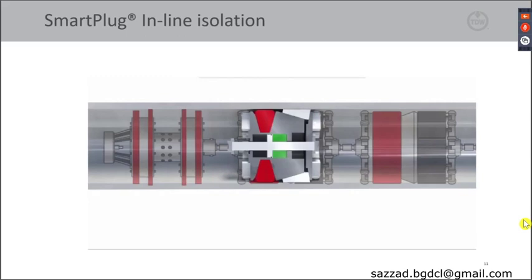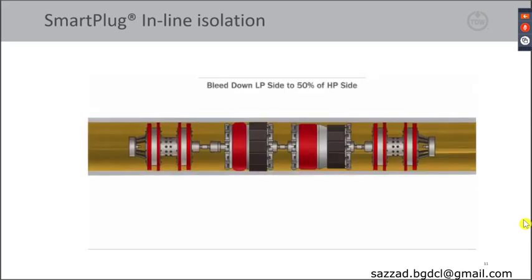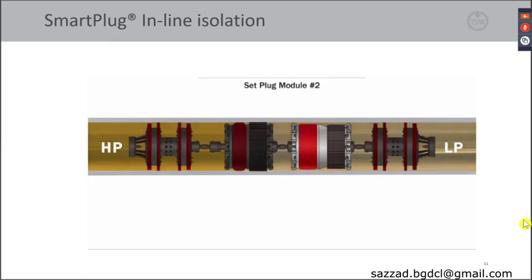Once the gripping and sealing elements are fully in place and engaged on the first plug module, the downstream pressure is reduced to approximately 50%, creating a differential pressure across the first plug module. This is then repeated for the second plug module in sequence, before we bleed off the pressure to zero.